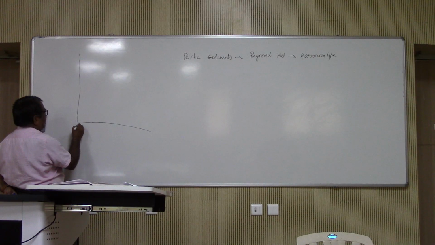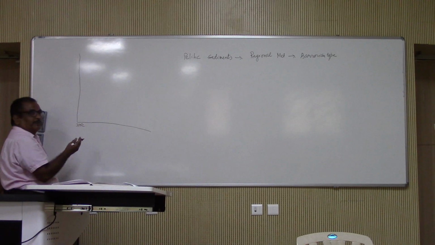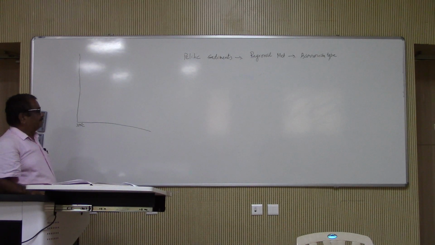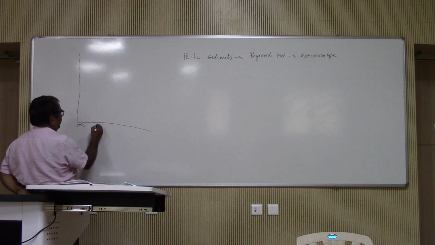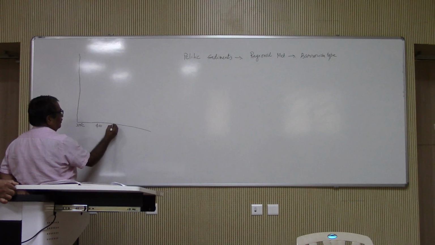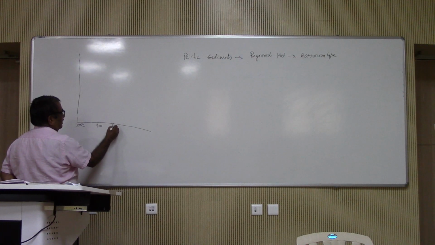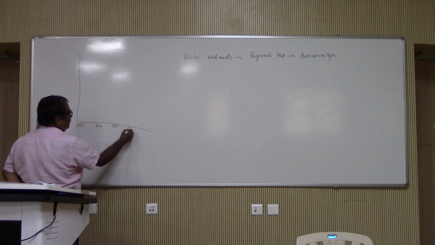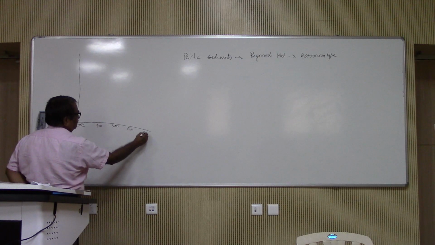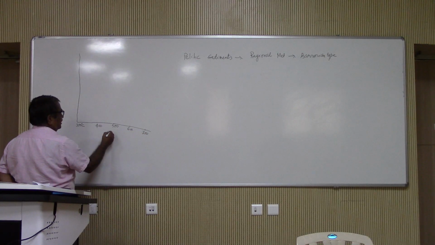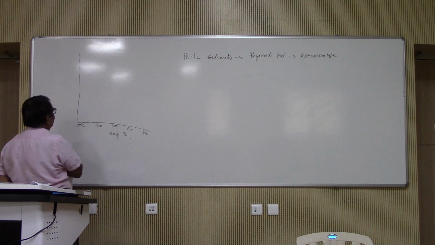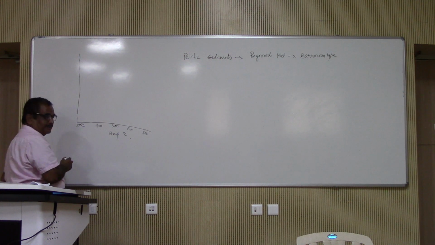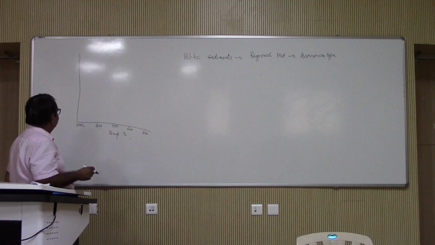We write 300 degrees centigrade, because below this the metamorphism does not happen. 300, 400, 500, 600. So this side is temperature in degree centigrade, and this side pressure. So from where we should start? We should start from 0.